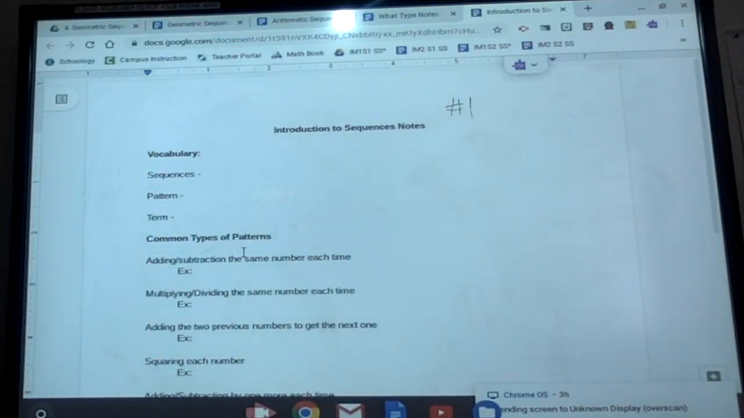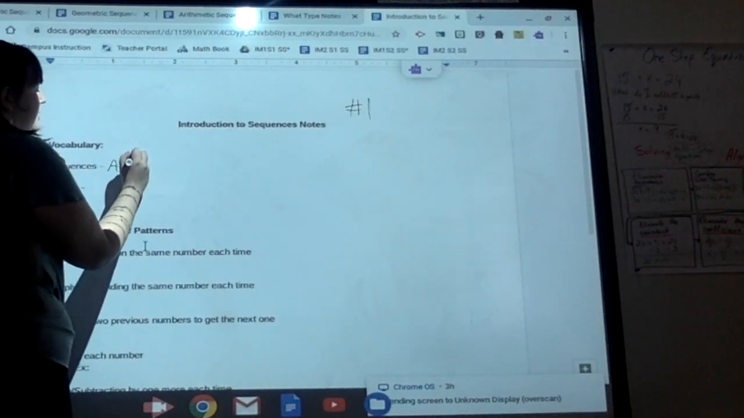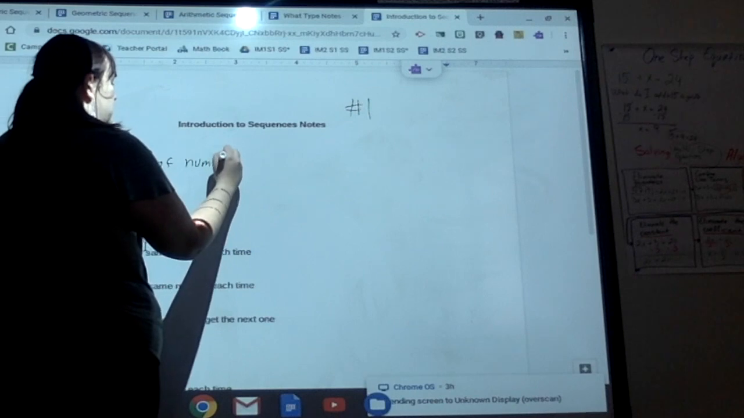All a sequence is, I don't like the centering on that. Better.